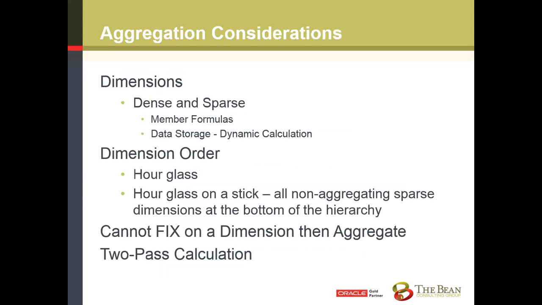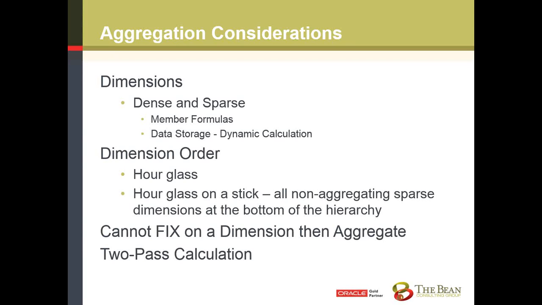Some things to consider for aggregation purposes. The biggest one a lot of times is your dense and sparse settings if you're using BSO. If you're using member formulas, they can definitely impact your overall performance, again, depending on how narrowly you focus that member formula. And then also your data storage. If you're using dynamic calc on sparse dimensions, you can really run into big problems that way.